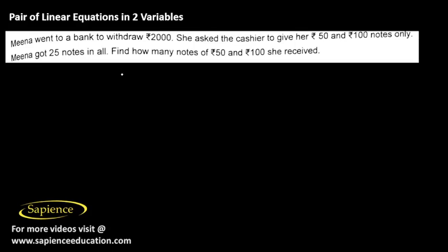Ina went to a bank to withdraw ₹2,000. She asked the cashier to give her 50s and 100 notes only. Ina got 25 notes in all. Find how many notes of 50s and 100s she received.